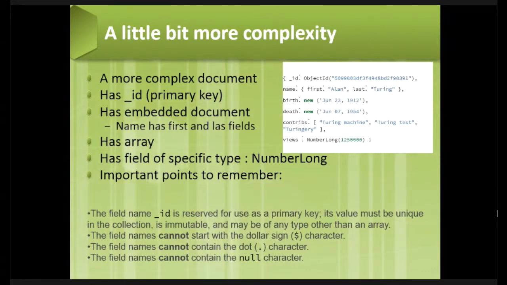There are some key things to point out. The underscore ID field is reserved for the primary key. You cannot use it for any other column or field in your document. Field names cannot start with the dollar sign. That's reserved for special operators in the MongoDB query structure. The field names cannot contain a dot character. Dot characters are used to reference documents within documents, as we'll see later. And field names obviously cannot contain the null character.